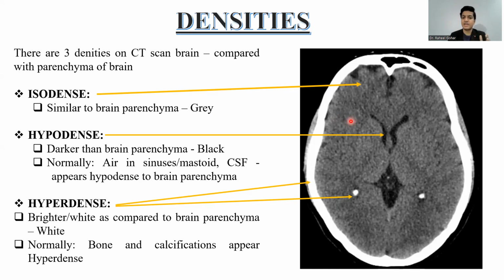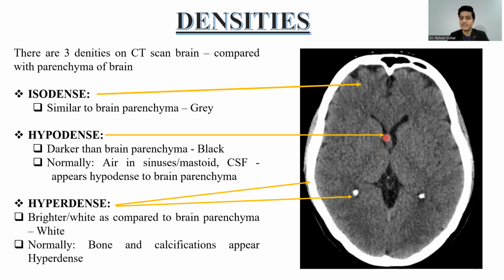Whatever the pathology, if it is appearing blacker as compared to the brain parenchyma, it is known as hypodense. Like this CSF here is normally hypodense as compared to the brain parenchyma. And whatever the pathology or normal structure which is whiter as compared to the brain parenchyma is known as hyperdense. So bone is actually hyperdense. And there is one more thing which is black, which is air. This is the frontal bone, and in the frontal bone we have the frontal air sinus, which is appearing black.